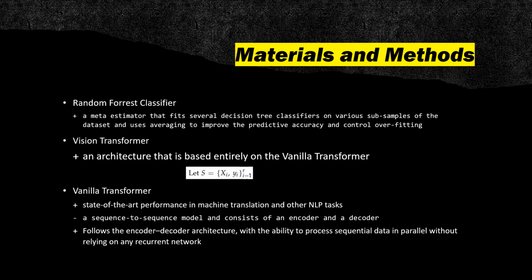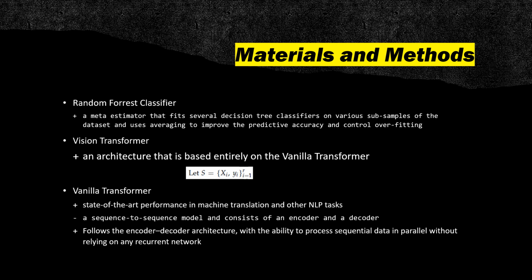For the materials and methods that were used, first off, we used the random forest classifier from scikit-learn. The random forest classifier is a meta estimator that fits several decision tree classifiers on various sub-samples of the data set and uses averaging to improve the predictive accuracy and control over-fitting.